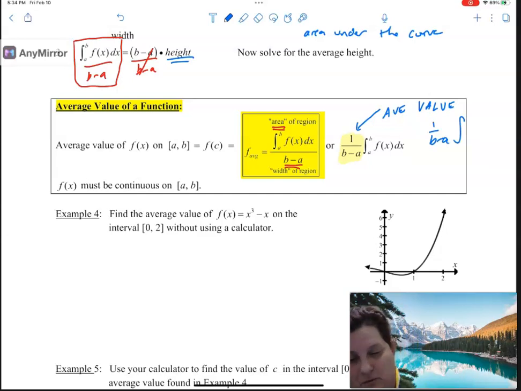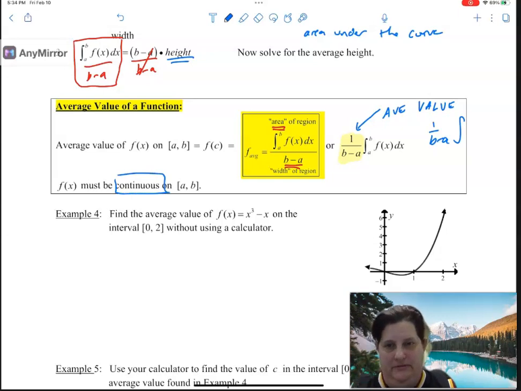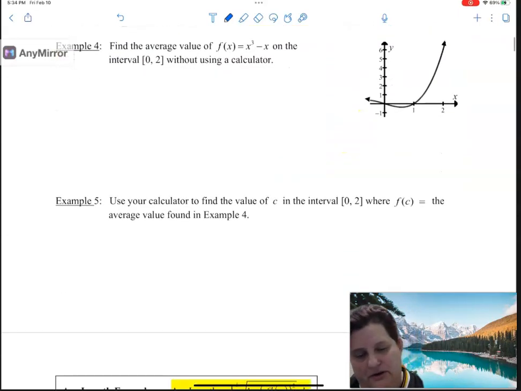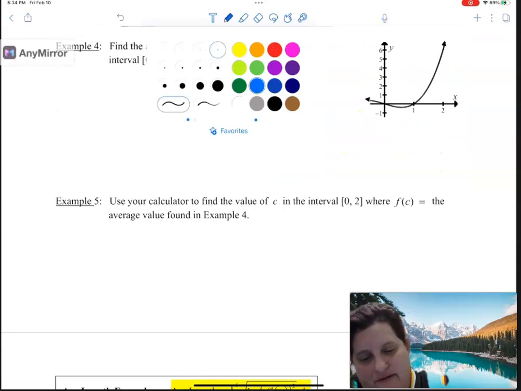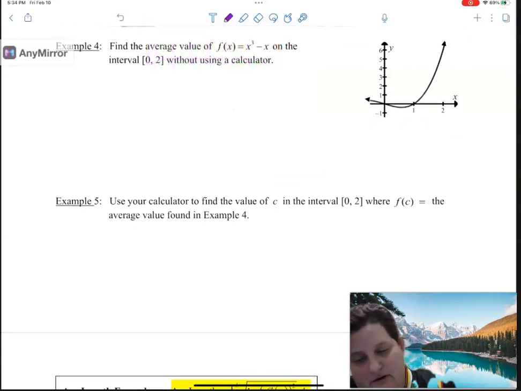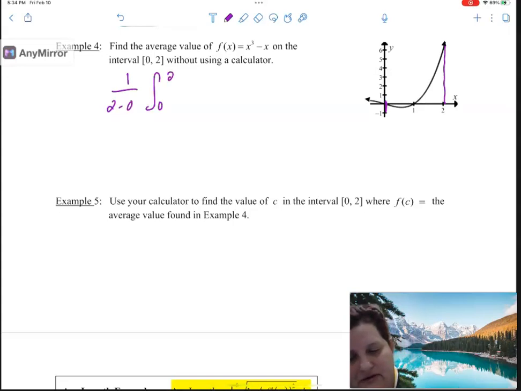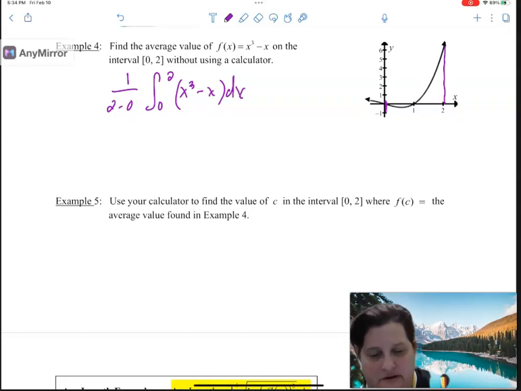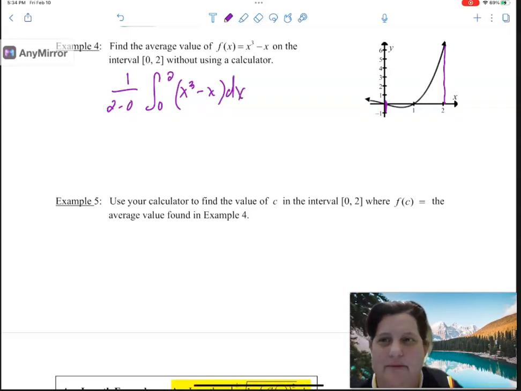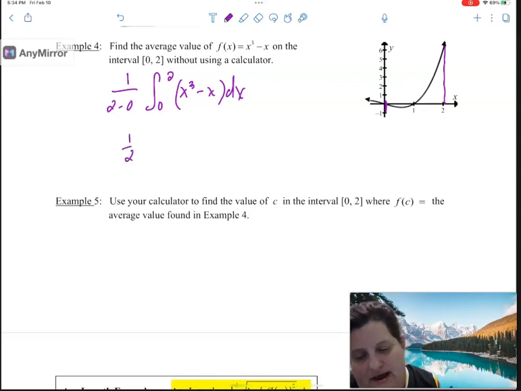Really important that in order for this to work, f must be continuous. It can't be something that has an asymptote in the middle or something like that. Okay? So the questions are really quite this simple. Find the average value of this curve on the interval 0 to 2 without using a calculator. Well, all I do is I go 1 over B minus A, the integral from A to B of this curve. And then I just figure that out. So it's just the same integral problem that we always have. It's just now I have this 1/2 out front. Okay? I usually just keep that out front.